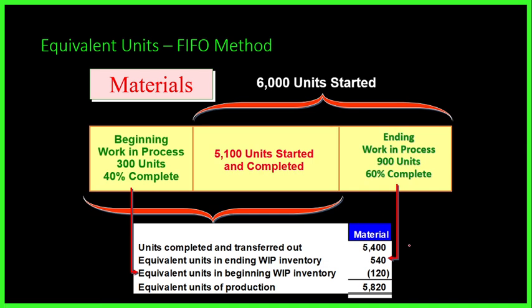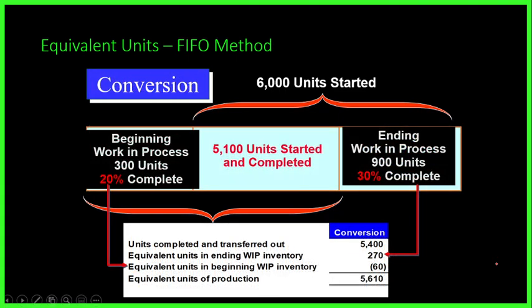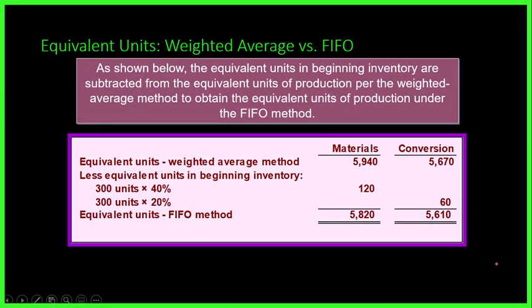Let me repeat. For materials, you have 5,940. This is your EUP for weighted average. If you deduct 120, you will now have your EUP for FIFO. So you can compute the weighted average EUP and the FIFO EUP together. Same with conversion cost, the approach is the same. I got too excited; the discussion is right here. So that's the only difference.